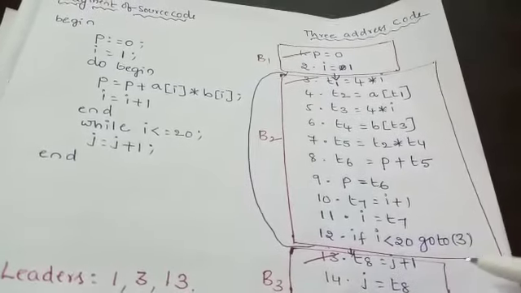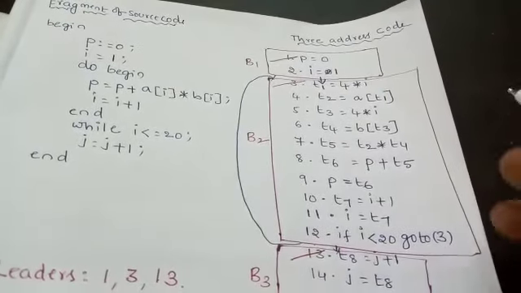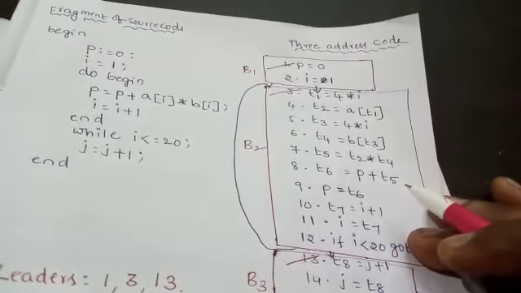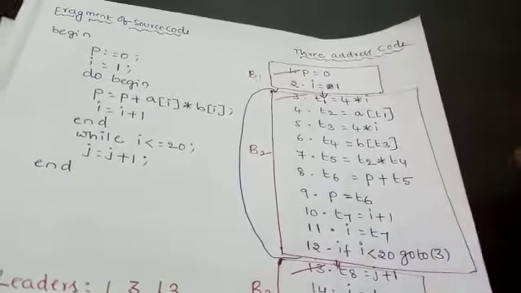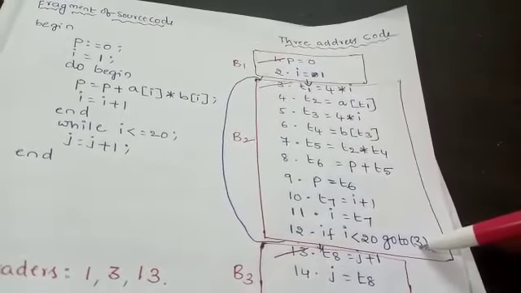See, in the algorithm we have studied now, first we have to find out the leader. The rule for finding the leader is that the first statement in the three address code is a leader. So here the first statement p equal to 0 is a leader. Next, the target of a conditional or unconditional go to is a leader. Here, if I less than or equal to 20, the target is nothing but 3.